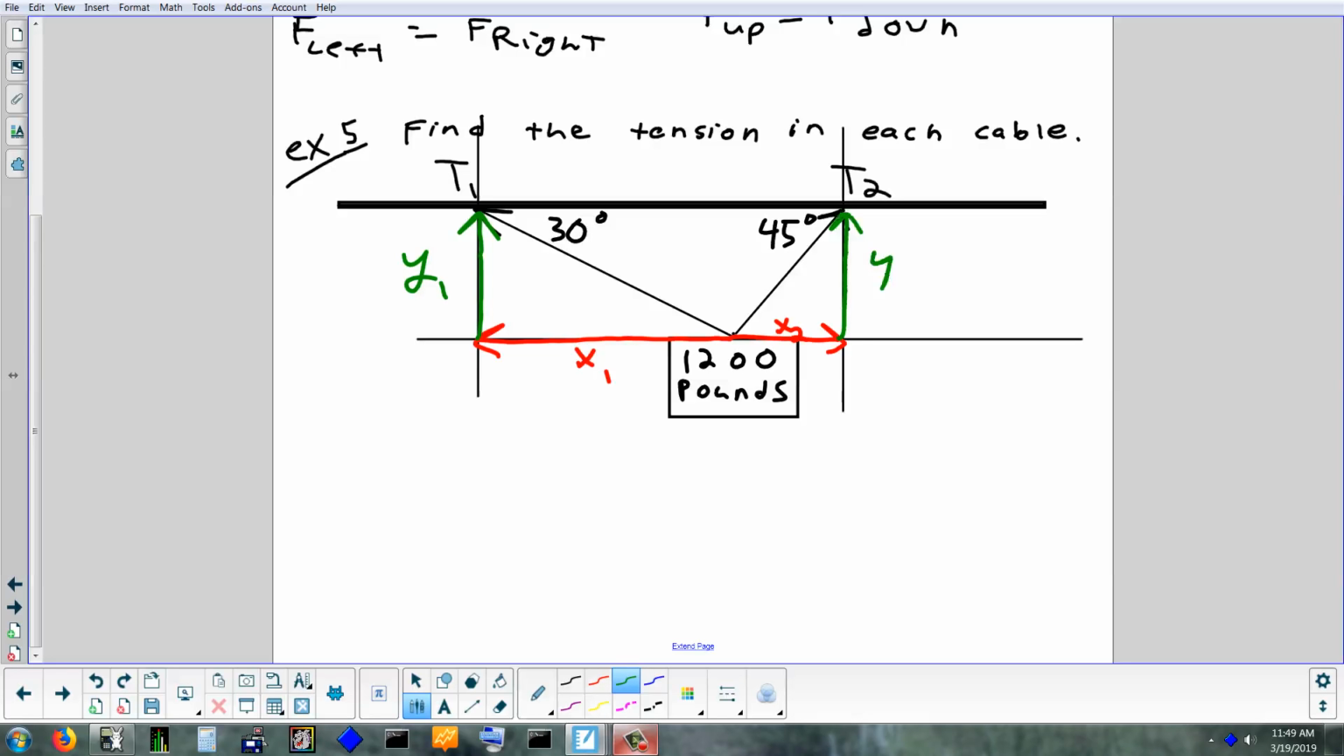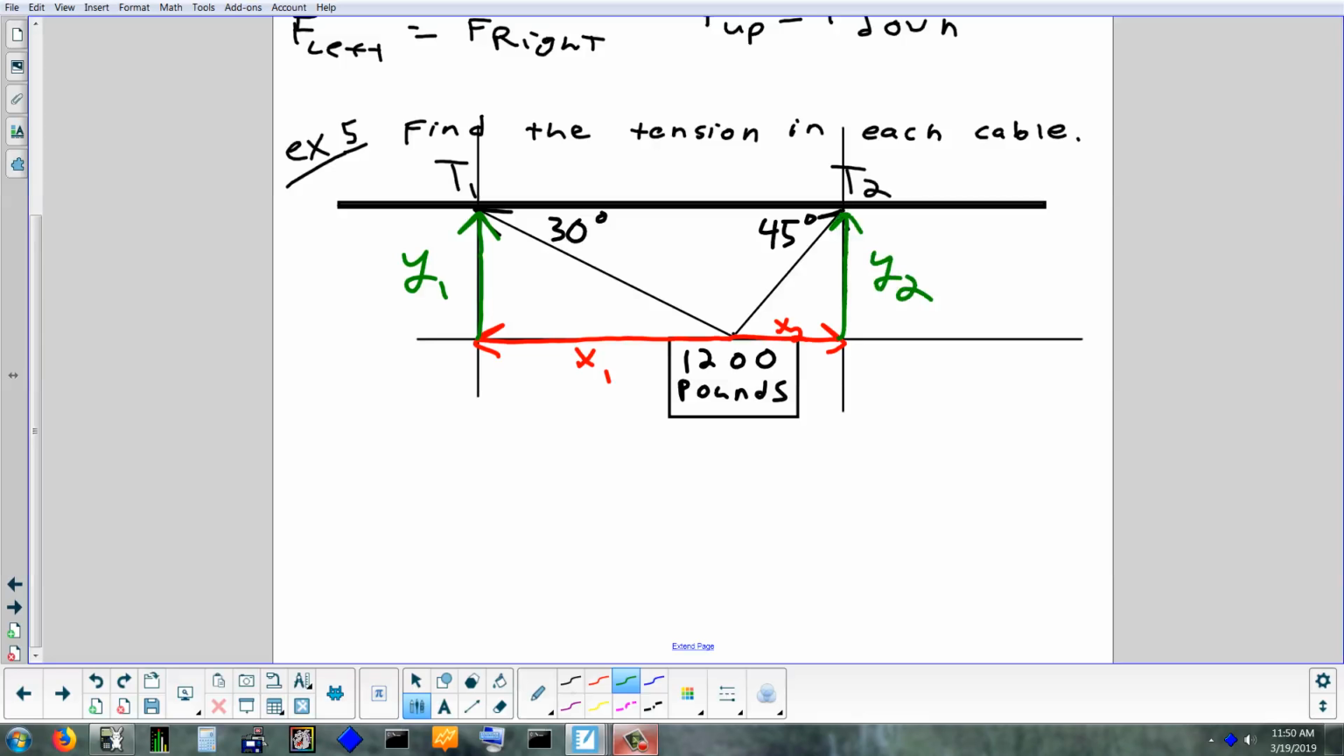And that's y2. So if you combine x1 and y1, you get a force that's pulling left and up, and that's exactly what the cable in black is doing. If you combine x2 and y2, you get a force that's pulling right and up, and that's what cable 2 is doing. Any questions on that?